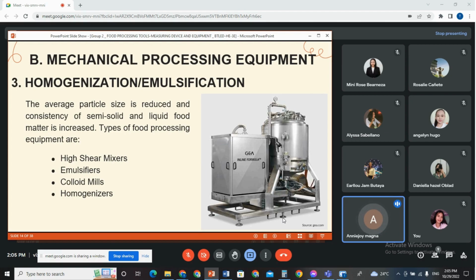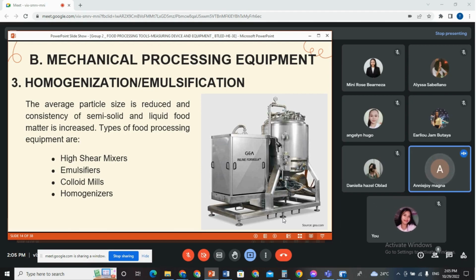In the manufacture of different milk-based products, it prevents a cream line or sedimentation, for example chocolate milk or iced coffee drinks. Cheese manufacturers also produce homogenized milk if they want to control the fat content, texture, or color. Examples of equipment are high shear mixers, emulsifiers, colloid mills, and homogenizers.